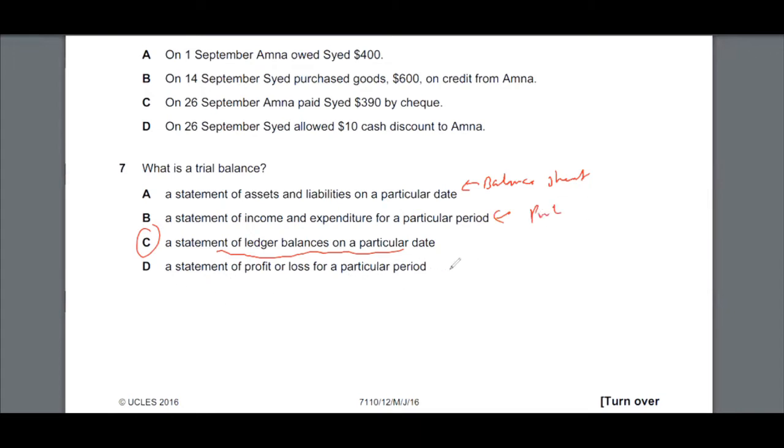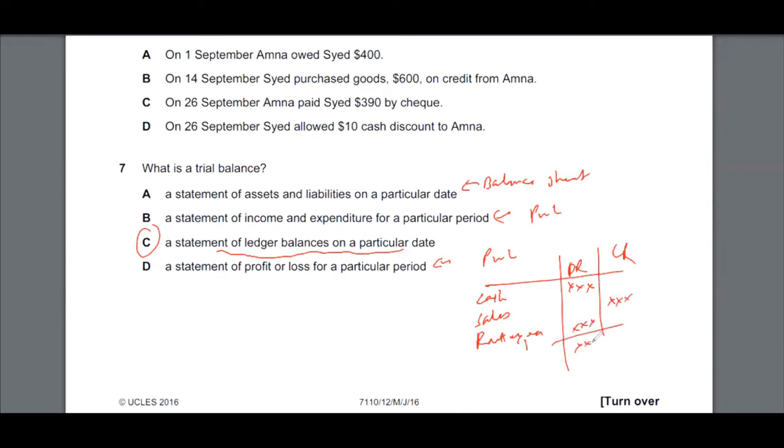A statement of profit and loss for a particular period is again P&L. A trial balance is a statement that gives you the balances of different accounts. If you remember, a trial balance has two columns, debits and credits, and then different accounts, for example cash, sales, rent expense. So you have different accounts and then you would have balances. Cash can have a debit balance, sales should have a credit balance, rent is an expense, so debit balance.